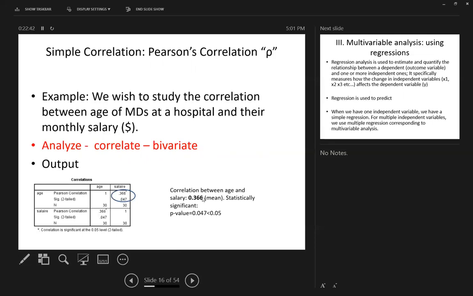0.3 is a weak to moderate correlation. But at least this weak or moderate correlation is significant. We look at the p-value, and it says that the p-value is 0.047, and therefore it is statistically significant. So this is another way of looking at association between 2 variables by doing correlation if the 2 variables are continuous.